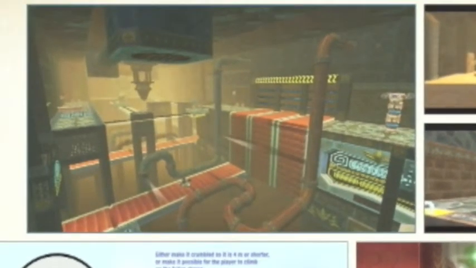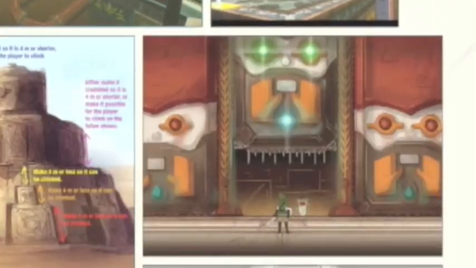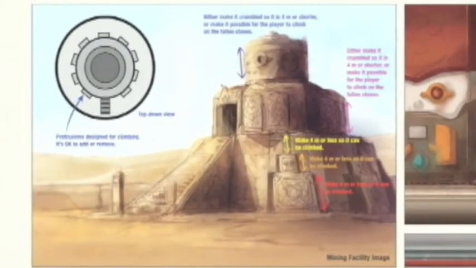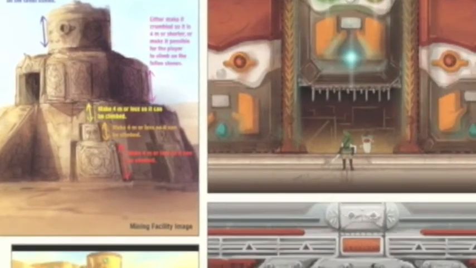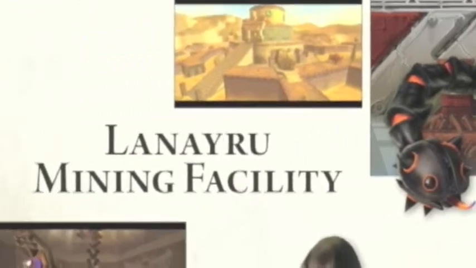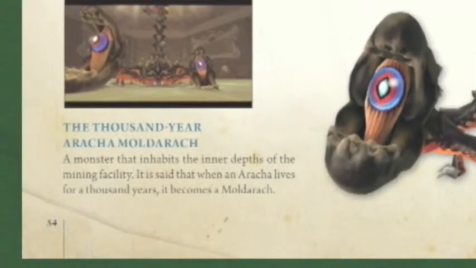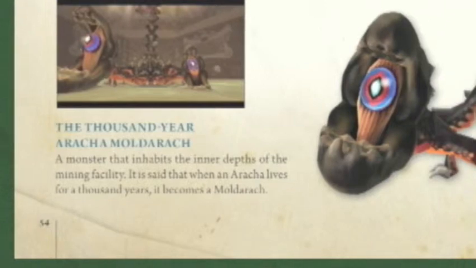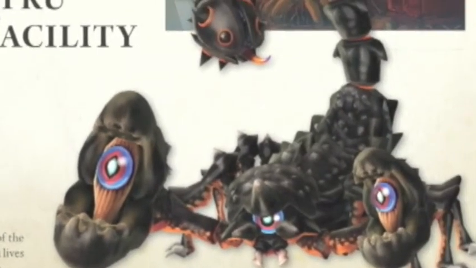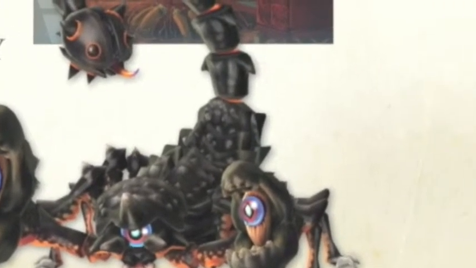Okay, more of the Lanairu Mining Facility visuals. Here's a little diagram of size placement for when they designed it in the final version of the game. Lanairu Mining Facility. The 1,000-year Arak, Moldarak. A monster that inhabits the inner depths of the mining facility. It is said that when an Arak lives for 1,000 years, it becomes a Moldarak. It's got eyeballs in its hands. That's gross.